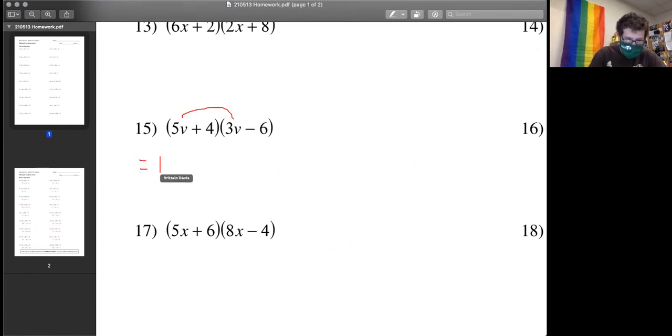5 times 3 is 15. V times v is v squared. 5v times negative 6. So it's going to be negative 30 when I multiply the numbers together, and then that v is still being multiplied. So now let me multiply 4 times 3v. 4 times 3 is 12, positive 12, and then times v. And then 4 times negative 6 is negative 24.